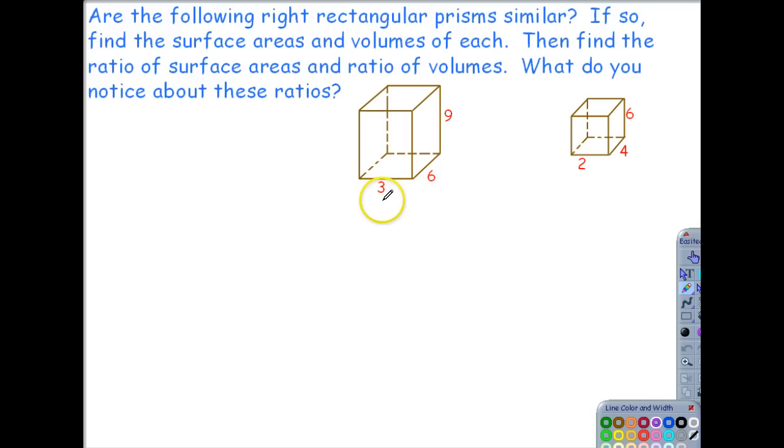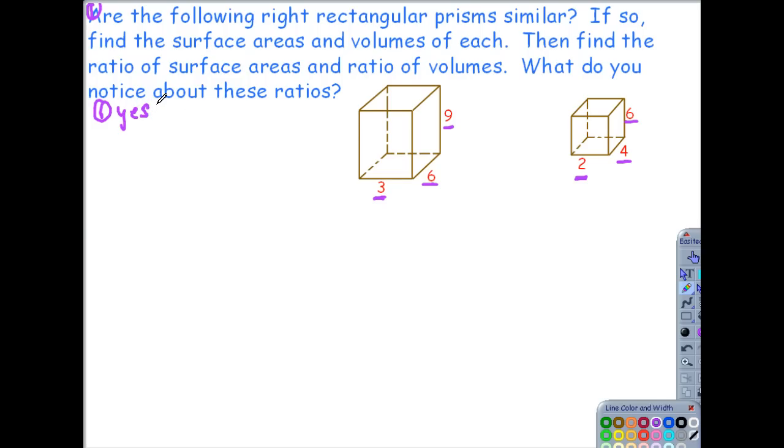So if we do the smallest side, 3, to the other small side, 2, that would be 3 to 2. Then compare 6 to 4, the two medium pieces, and that simplifies to 3/2. And 9 to 6 would also be 3/2. So for the question, are the following right rectangular prisms similar, I'm going to say yes. Question 1 is yes.